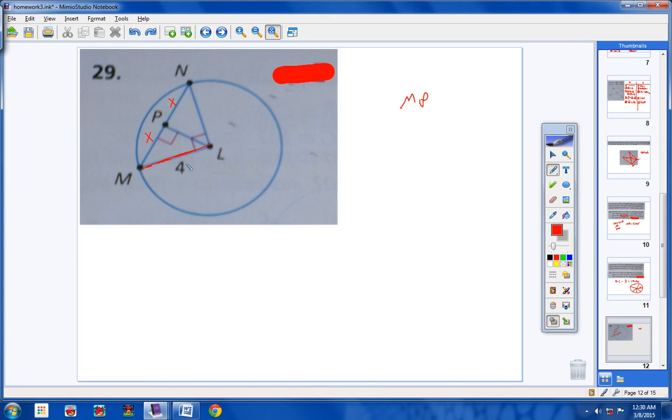So 4 is the geometric mean. I'll put 4 in the bottom and 4 in the top. The other two unknowns would be x, which is the little segment, and 2x, which is the entire segment all the way across. So here we go. Cross multiply: 16 equals 2x squared. Divide both sides by 2. 8 equals x squared. Take the square root of both sides. The square root of 8 equals x.